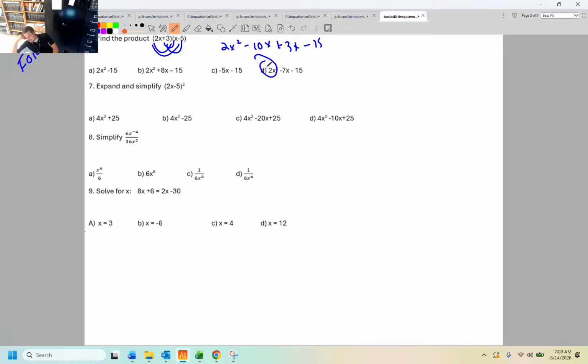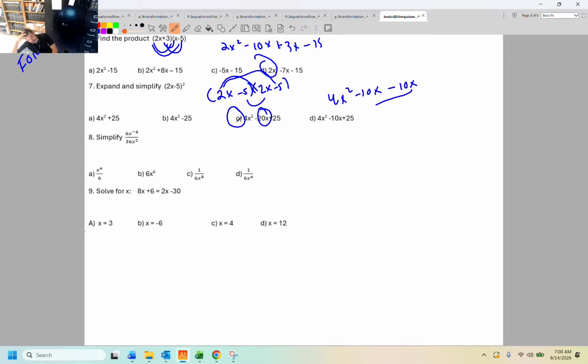7, expand and simplify. If something is squared, write it twice. So write 2x minus 5 twice. And you'll be good there. 2x times 2x is 4x squared. 2x times a -5 is take away 10x. Back on the inside now. -5 times 2x is also -10x. So if you look at your x's here, you got -20x. It's choice C.